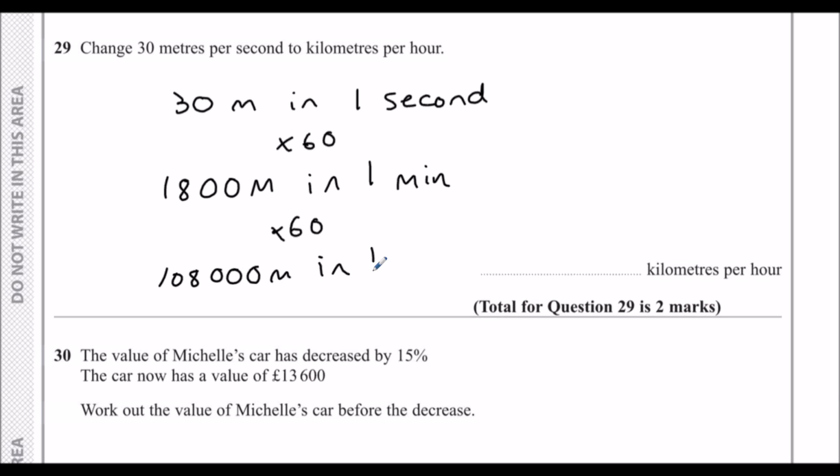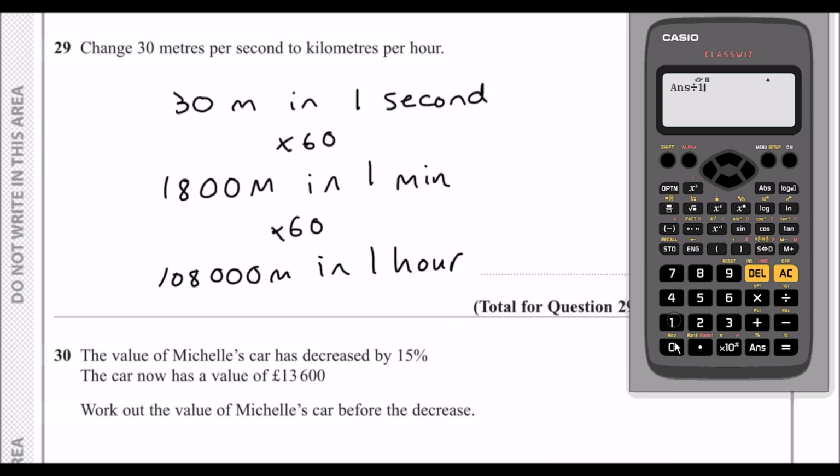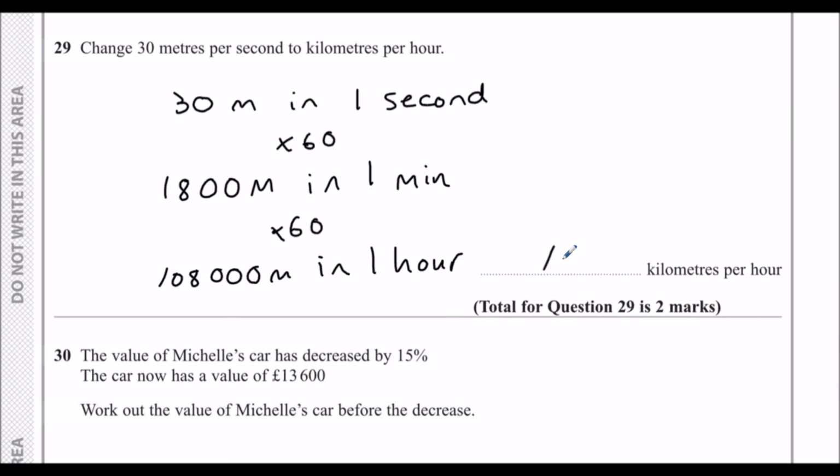meters in 1 hour. But we don't want meters per hour. We want kilometers per hour. So 108,000 meters, to change from meters to kilometers, divide by 1,000. So divide by 1,000, and it's just 108. So 108 kilometers per hour.